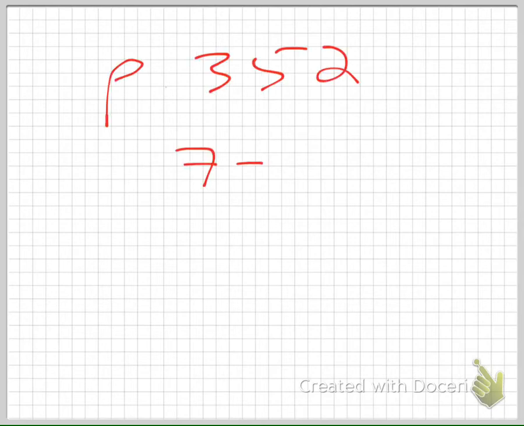Anyway, your lesson for today, however, page 352, 7 through 18 even. I'm going to make sure that that's what I want. Yeah, that's it. I'll tell you now, I won't tell you which ones, but there are 2 of them that do not come out to whole numbers. Okay, there are 2 answers that do not come out to whole numbers.